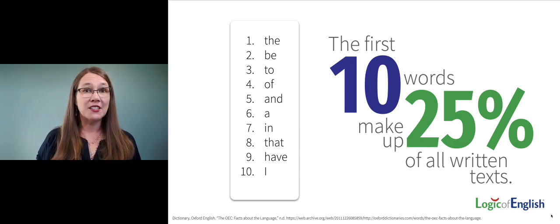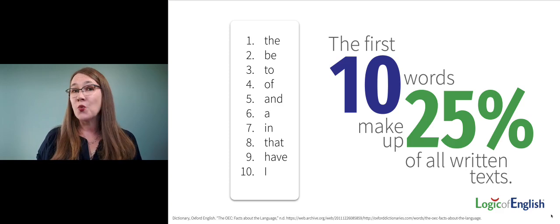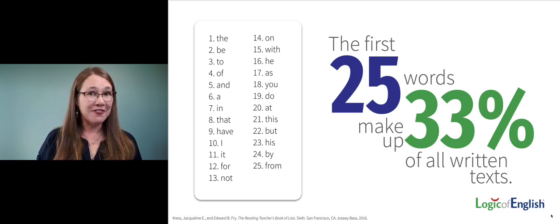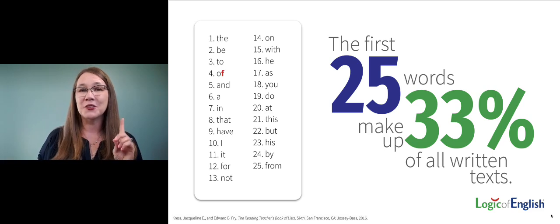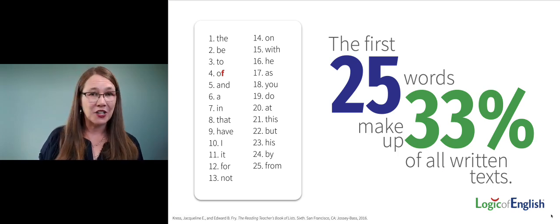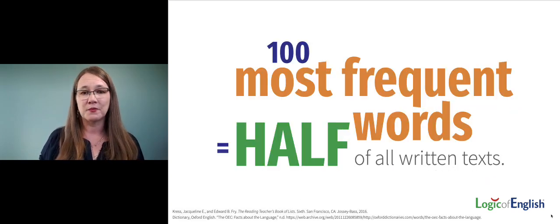And the first 10 words make up 25% of all written texts. So these 10 words are a quarter of all that we read and write. They're pretty important. And the 25 most frequently used words make up a third of all that we read and write. Did you know that in these 25 words, there's only one exception to the rules? And that's the word of. The rest of these words are completely decodable if you know the rules.